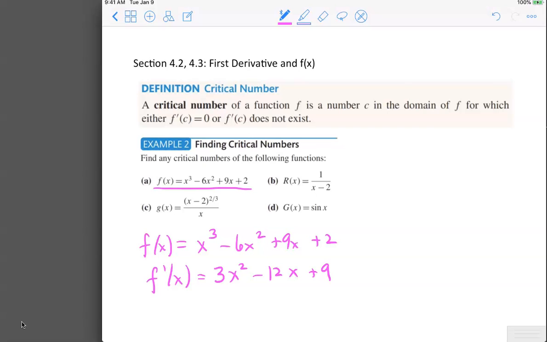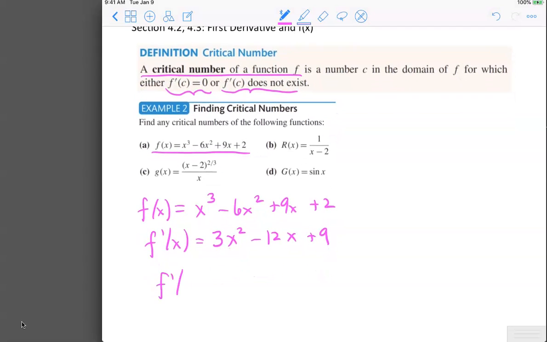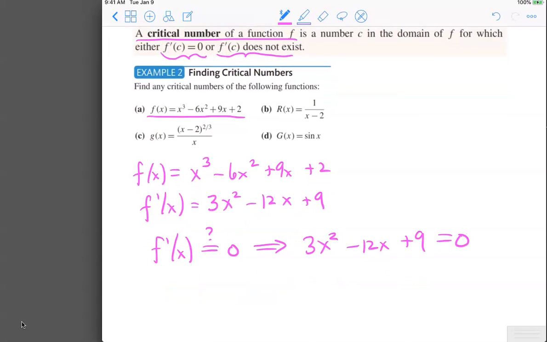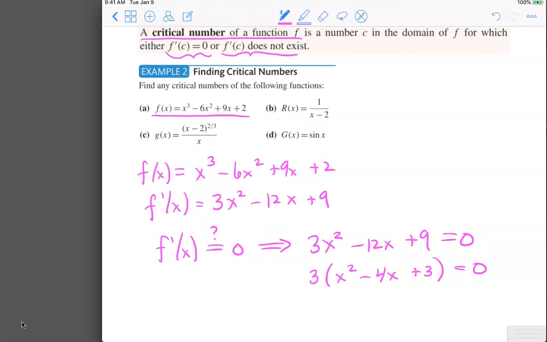Now we're trying to find a critical number of this function, and so we need to figure out when this derivative function equals 0 and when it does not exist. So if we look at f prime of x and ask, is that ever equal to 0? That's the same as asking, does 3x squared minus 12x plus 9 ever equal 0? We can see that 3 factors out. Now we're asking, does x squared minus 4x plus 3 equal 0?